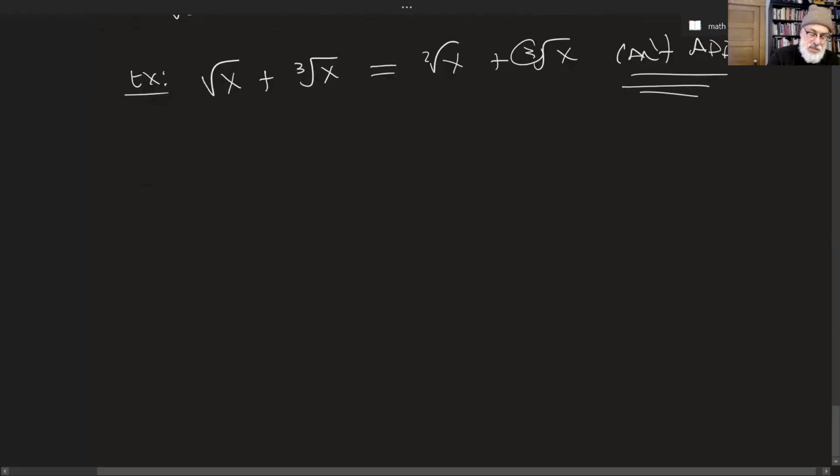All right, let's look at something useful. Let's call it rationalizing denominators.